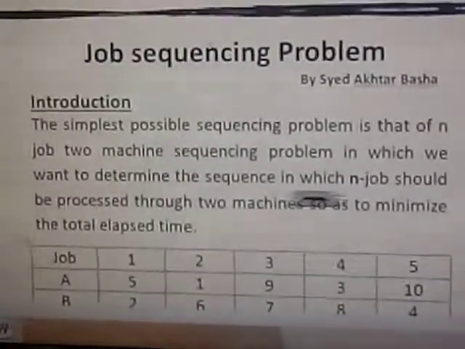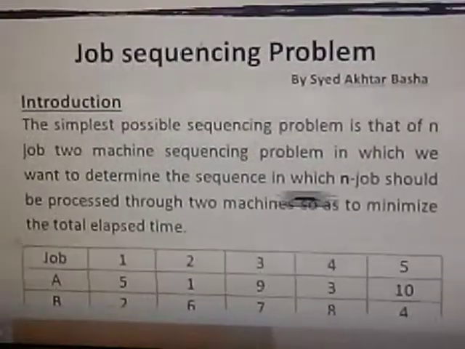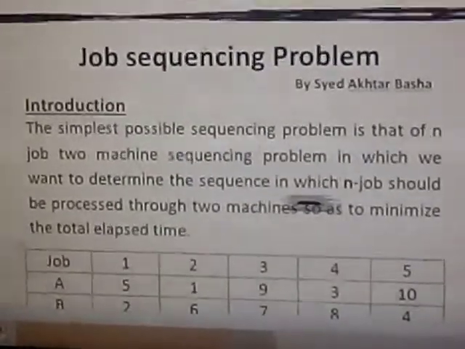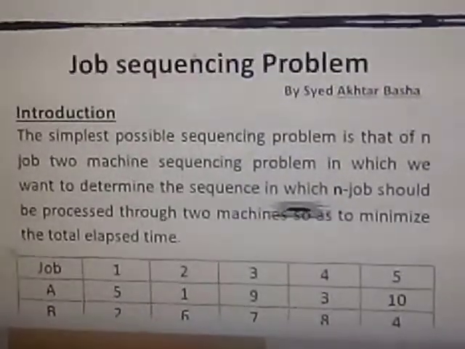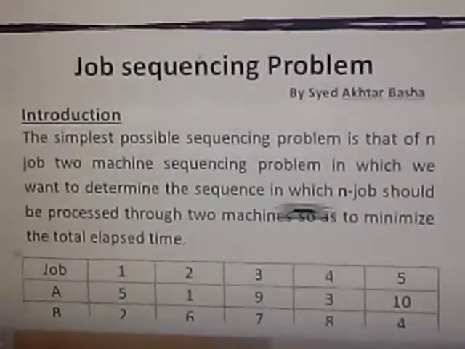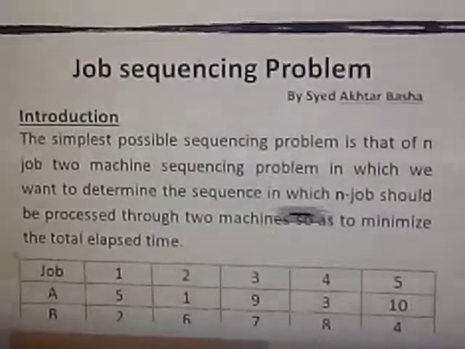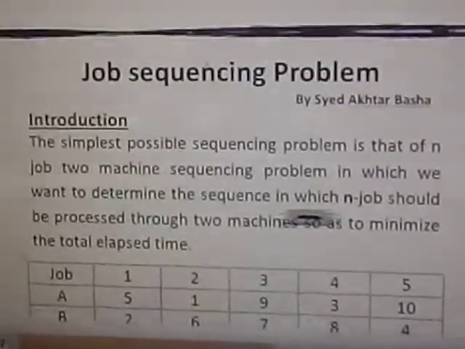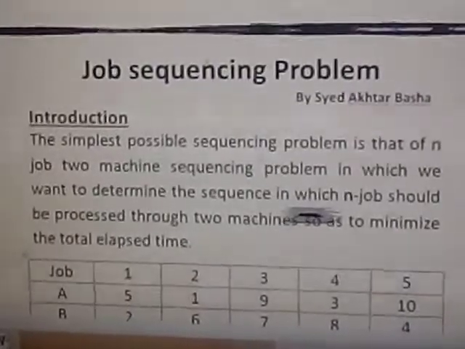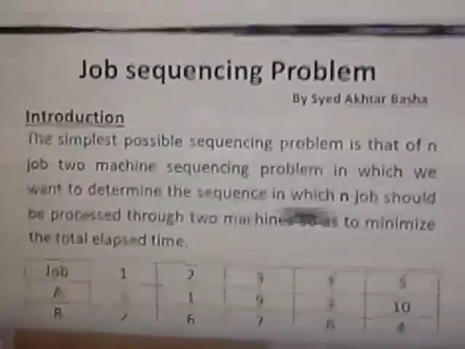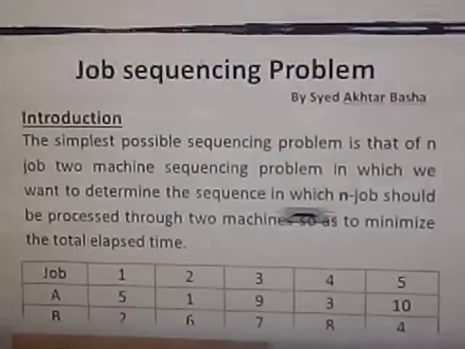Introduction. The simplest possible sequencing problem is the n jobs, two machines sequencing problem, in which we want to determine the sequence in which n jobs should be processed through two machines so as to minimize the total elapsed time. Next, go to the problem.